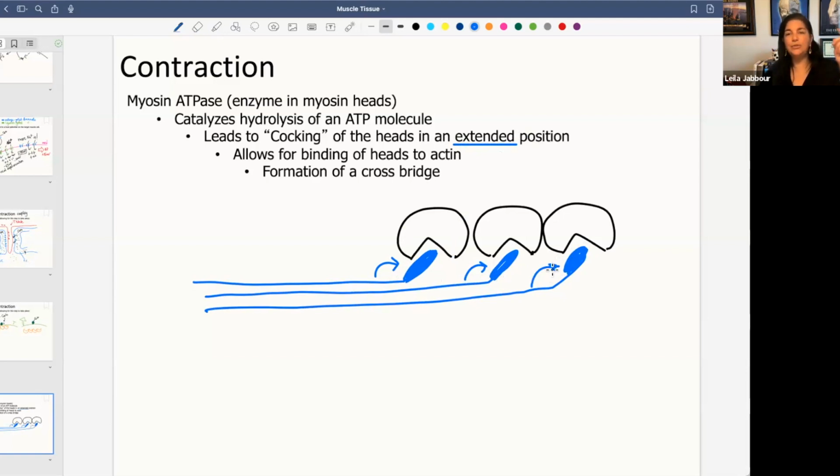So the heads go into an extended position and clip into the binding sites of each individual G-actin. So this is a G-actin. And remember, these myosins are facing each other by their tails, and their heads are on the other side as well.